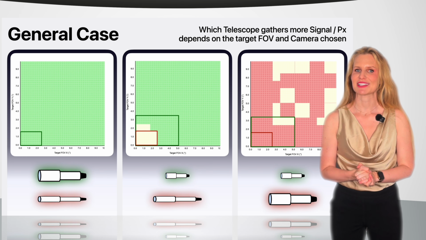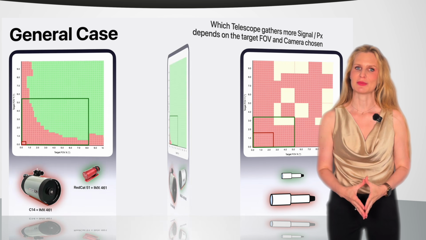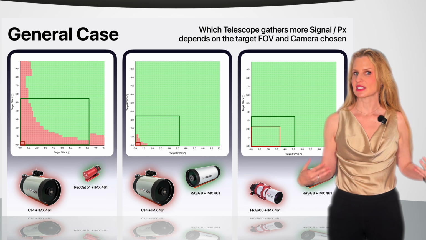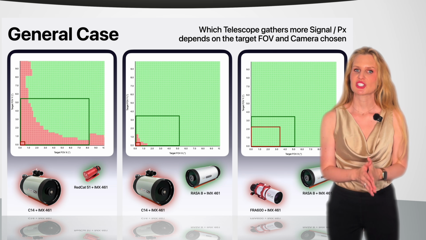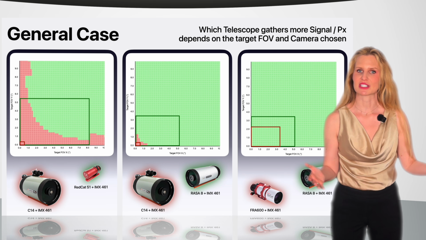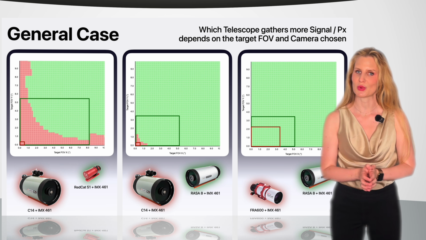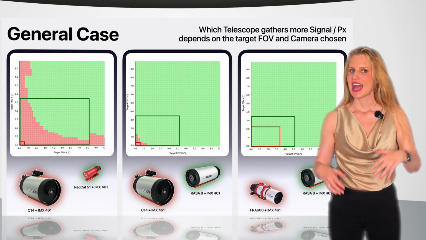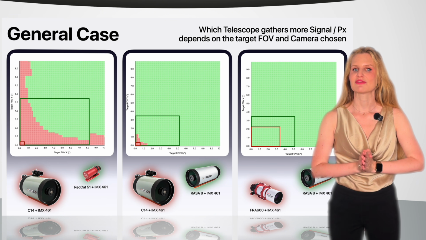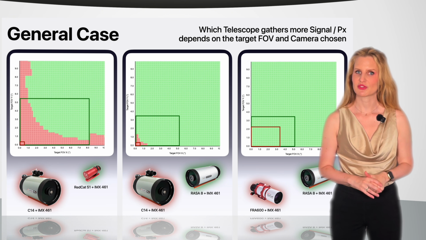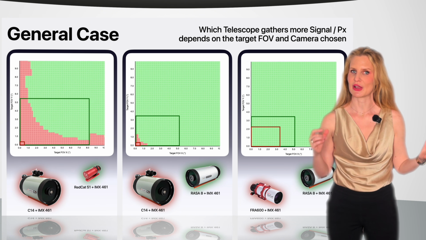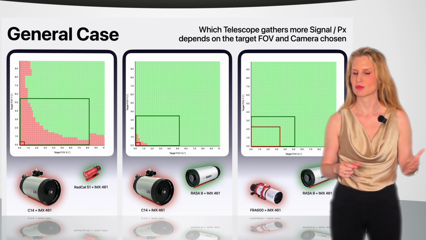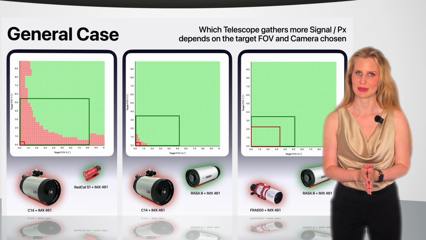Now, let's apply this calculator to some real-world examples using telescopes that I personally own and use. The question is, which of these imaging systems gathers more light for a given field of view? It's important to note that this tool reflects more realistic conditions. For example, it already factors in losses from mosaicing, assuming a 15% overlap between panels.